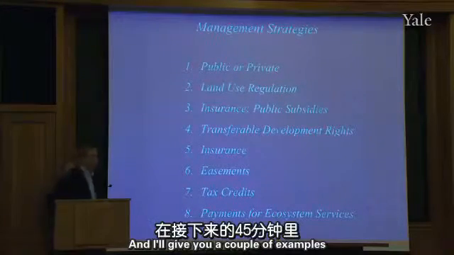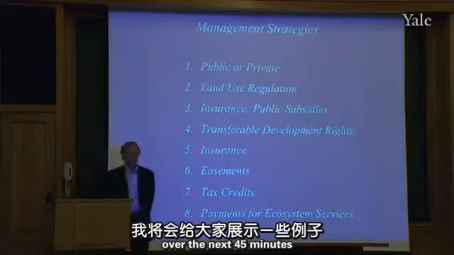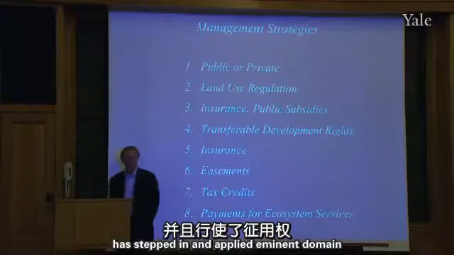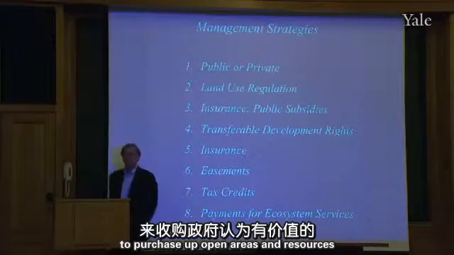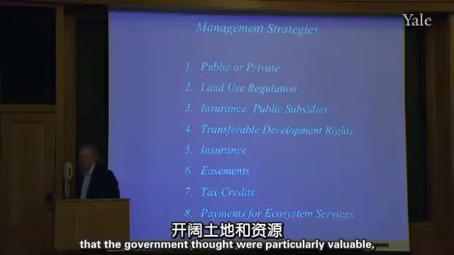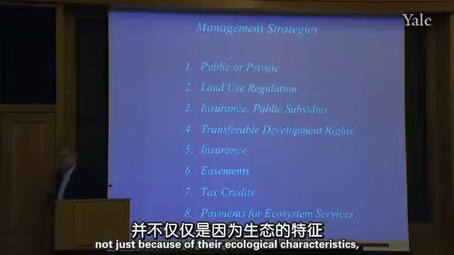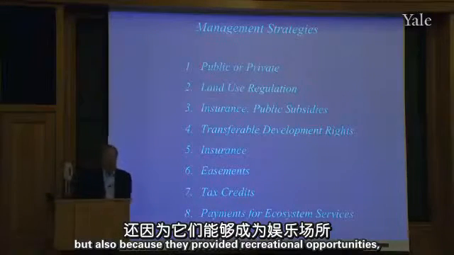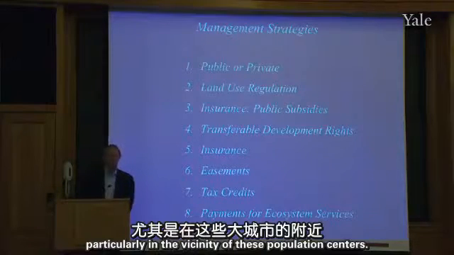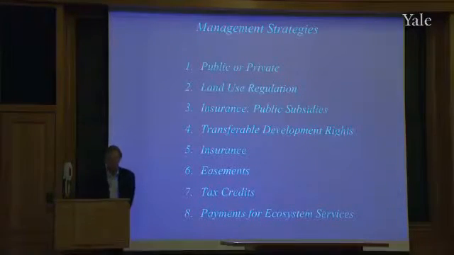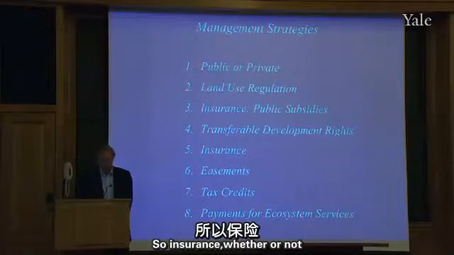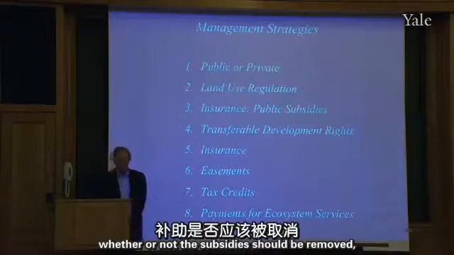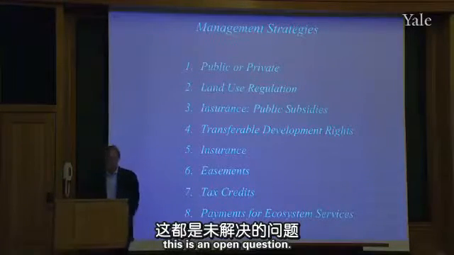And I'll give you a couple of examples over the next 45 minutes that will show you how the federal government has stepped in and applied eminent domain to purchase open areas and resources that the government thought were particularly valuable, not just because of their ecological characteristics, but also because they provided recreational opportunities, particularly in the vicinity of these population centers. So insurance, whether or not the insurance program should be continued, or whether or not the subsidy should be removed, this is an open question.